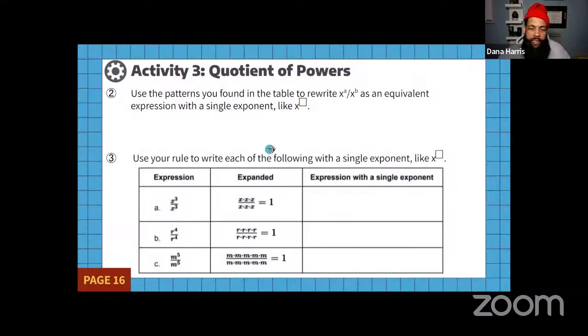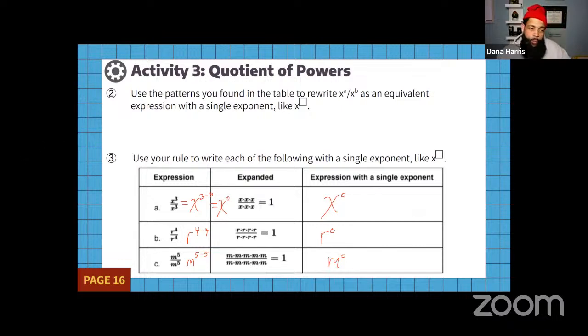All right. Next slide. We're still talking about the quotient of powers, and you should notice a pattern. If we stick with the quotient rule, x to the 3 minus 3 power, 3 minus 3 is 0, so that gives us x to the 0 power. Same thing here: r to the 4 minus 4 power gives us r to the 0 power. And m to the 5 minus 5 power gives us m to the 0 power.